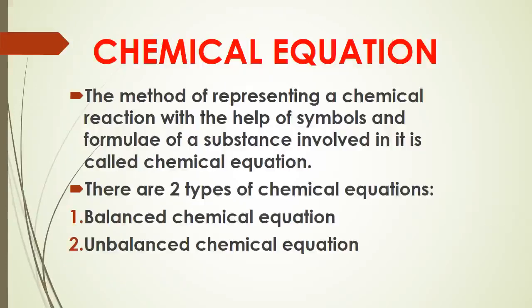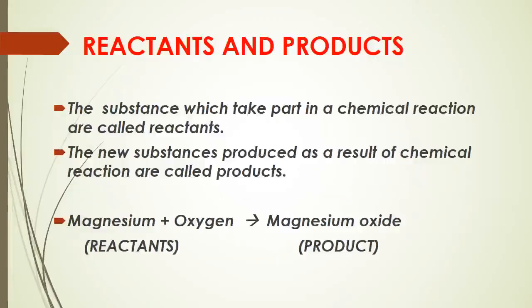Now let us see what is chemical equation. The symbolic representation of any chemical reaction is known as chemical equation. There are two different types of chemical equation: balanced chemical equation and unbalanced chemical equation. I have written one equation. Magnesium, when reacts with oxygen, gives magnesium oxide. Here two sides are there. Left hand side is reactants, whereas right hand side is known as product.